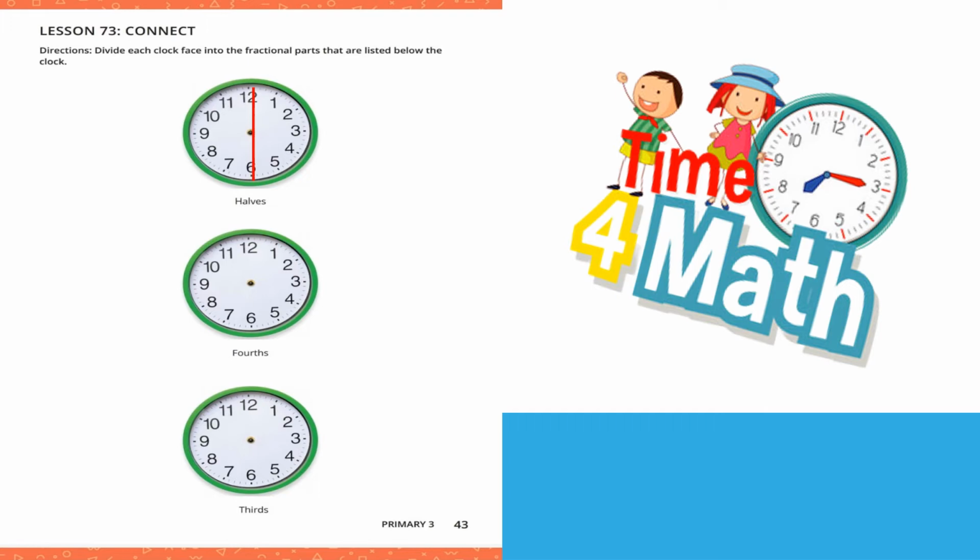The next one, fourths. So I wanted to divide this clock face into fourths. How many fourths in the one whole? 4/4. So it can be divided like this. If we started from 12, we can make it like this. Thirds. How many thirds in the one whole? 3/3. So it can be divided like this.